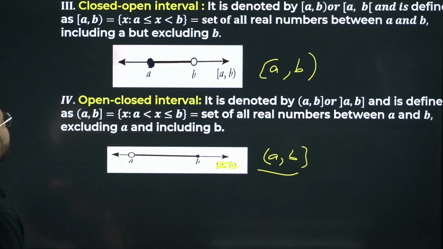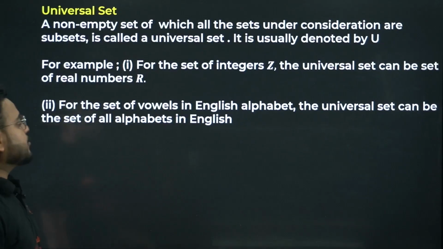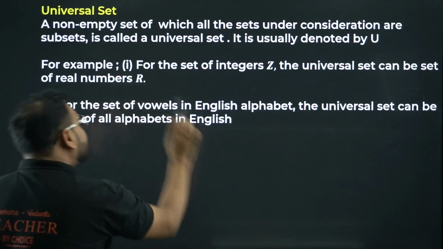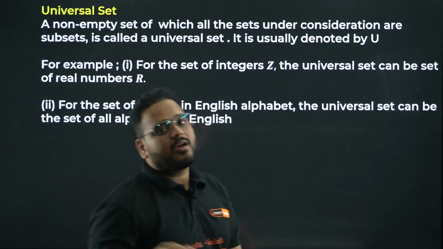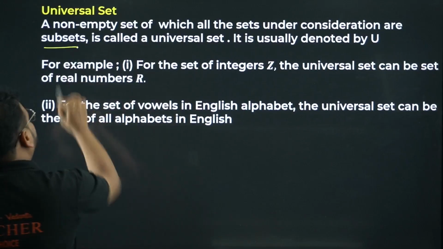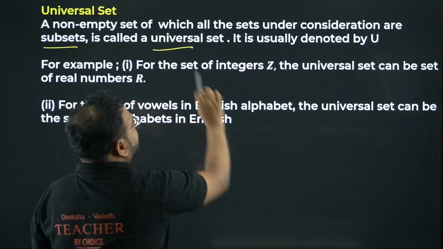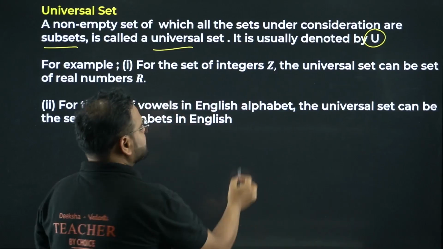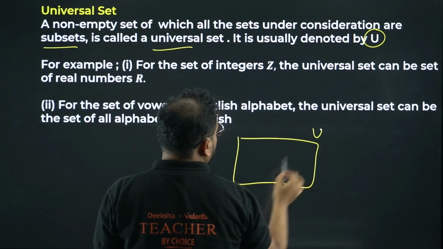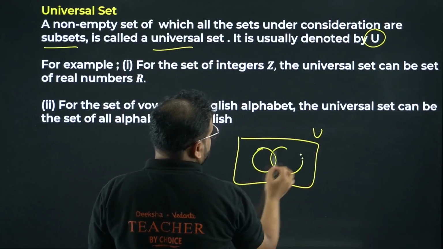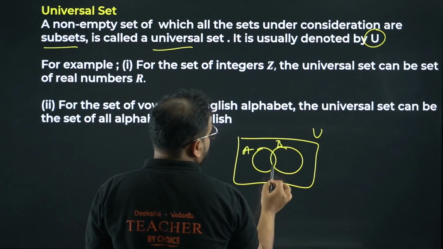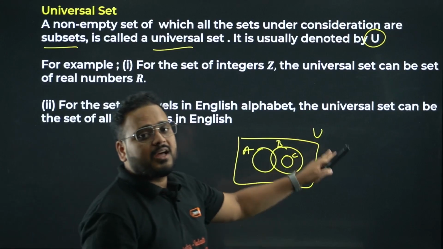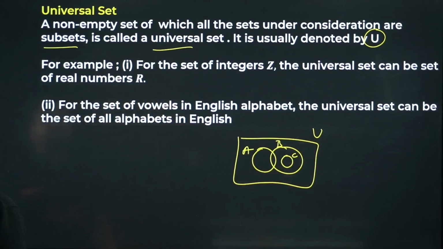All right. Moving on now. Universal set: for any set, a non-empty set of which all the sets under consideration are subsets is called the universal set. It is denoted by the symbol U. I can write like this in a Venn diagram. This is my universe U, and these are the sets A, B, and I can have more, let's say C over here. So A, B, C are all subsets of the universal set U. Great.